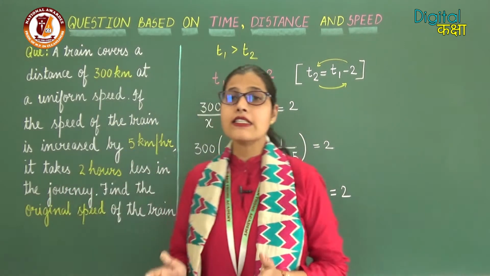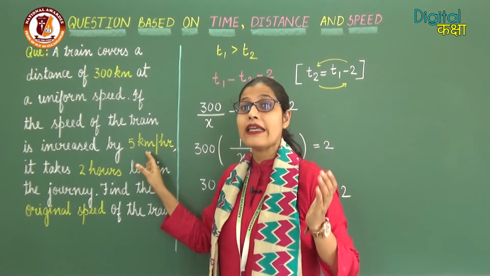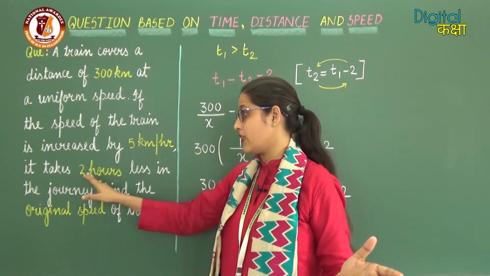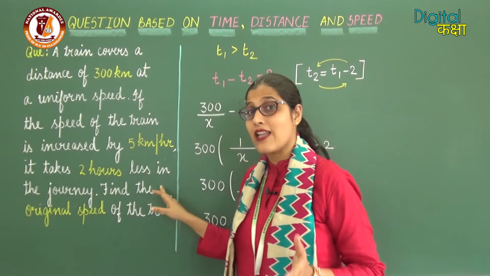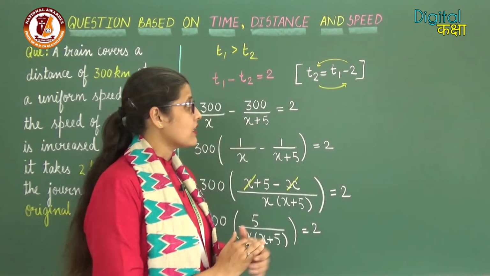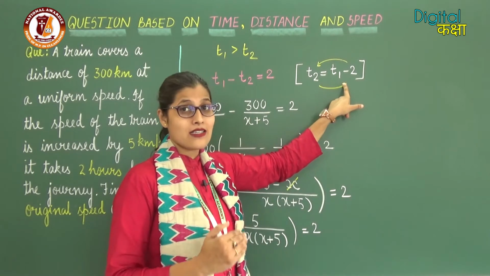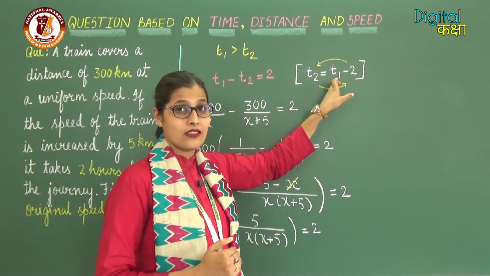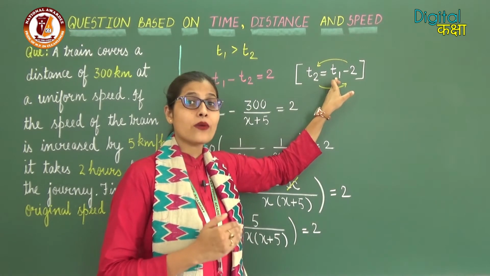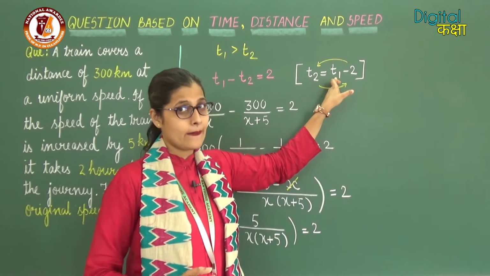As it is given in the question that if the train is moving with the increased speed of 5 km per hour, then it takes 2 hours less to cover the journey, which means that the time taken in the second case is 2 hours less than the time taken in the first case when the train is moving with the speed of x kilometer per hour.